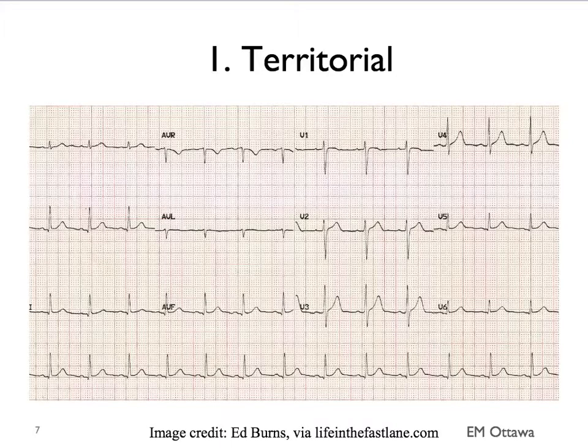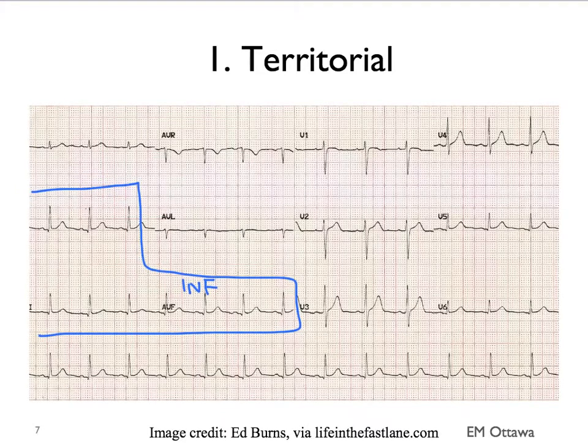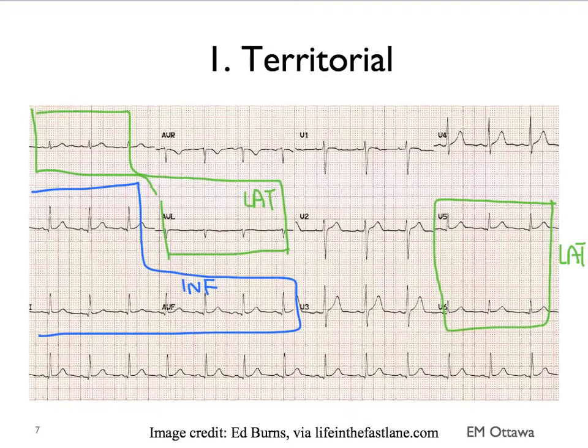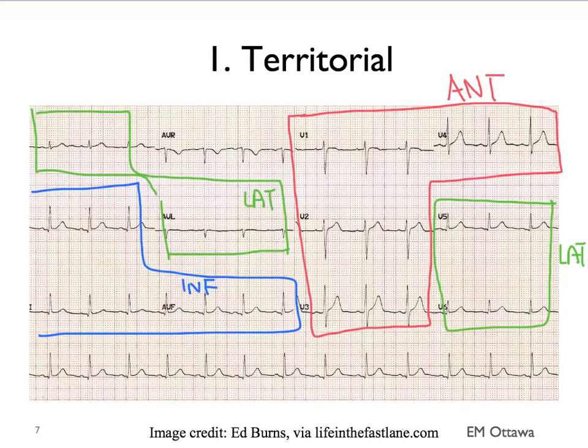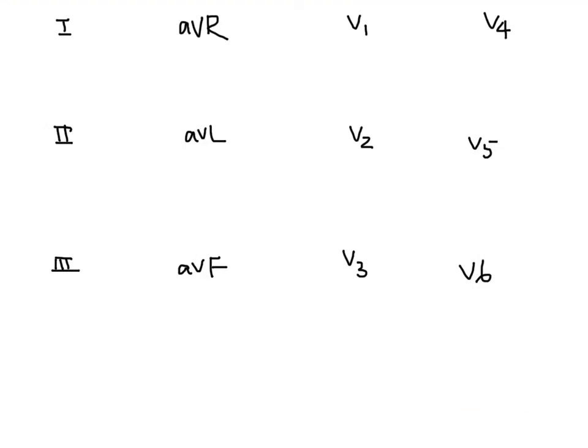Specifically, we want to look at the different territories of the heart. On the 12-lead ECG, inferior part of the heart is looked at by lead 2, 3, and AVF. Lateral part of the heart is looked at by leads 1, AVL, V5, and V6. V1, V2, V3, and V4 comprises the anterior part of the heart. This is important when looking at patient with potential ACS.